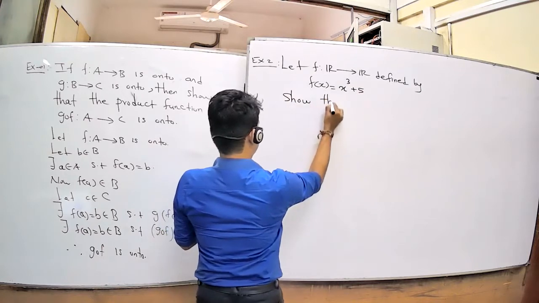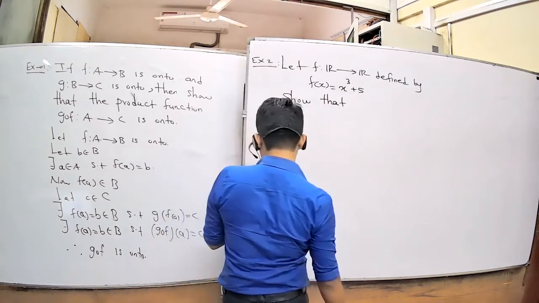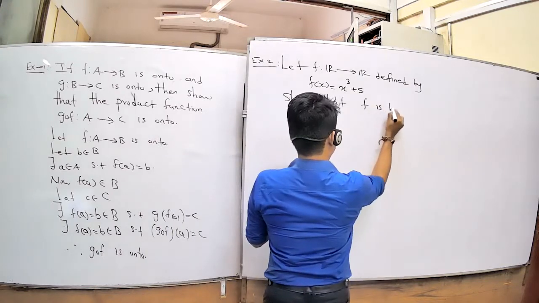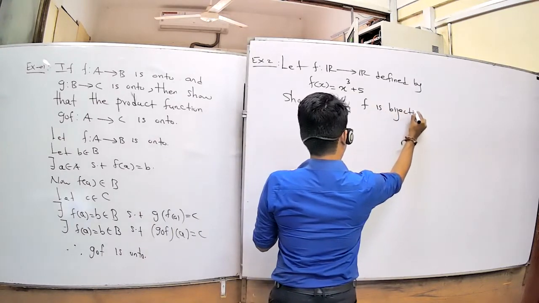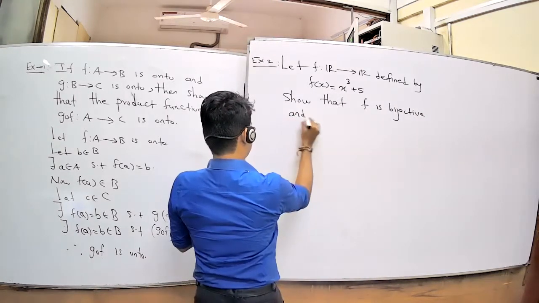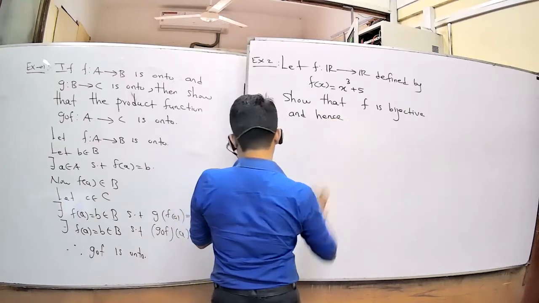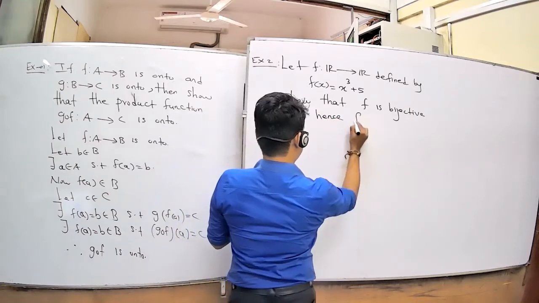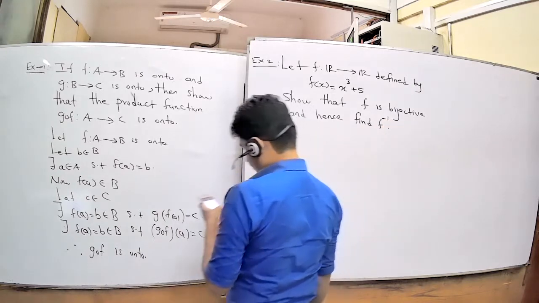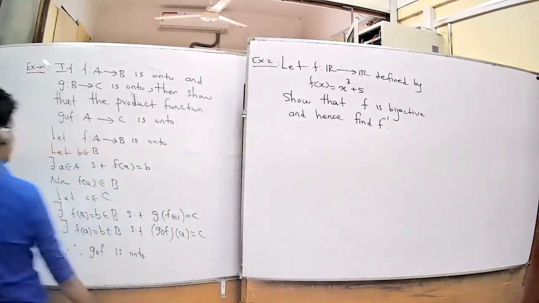Show that f is bijective and hence find f inverse. Okay, hence find f inverse.